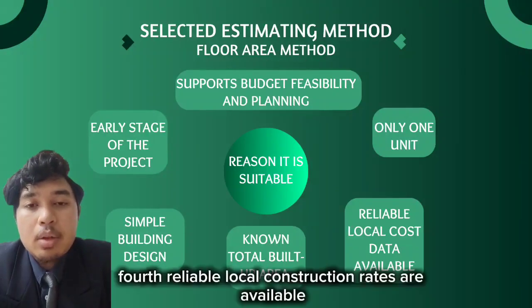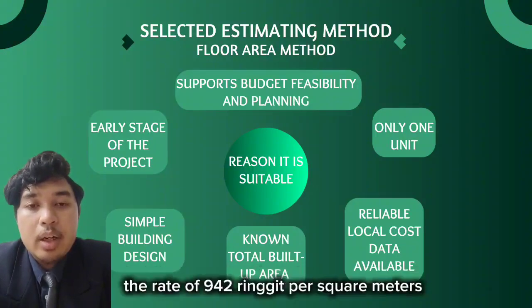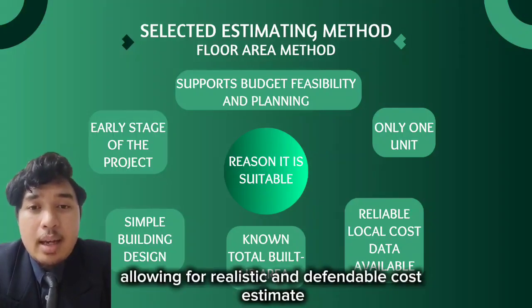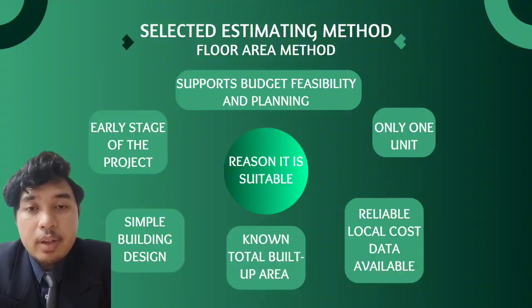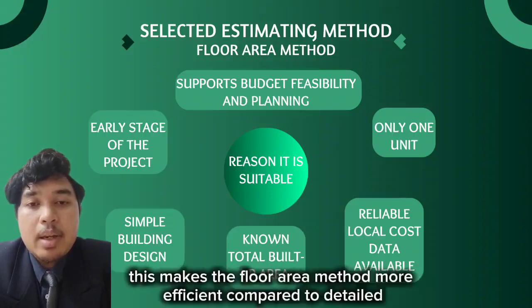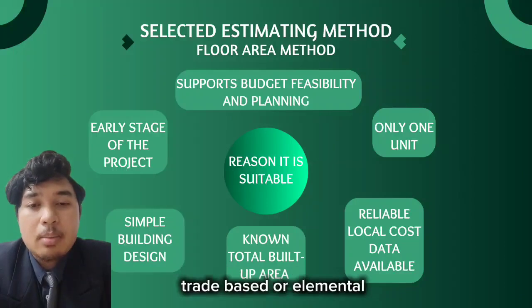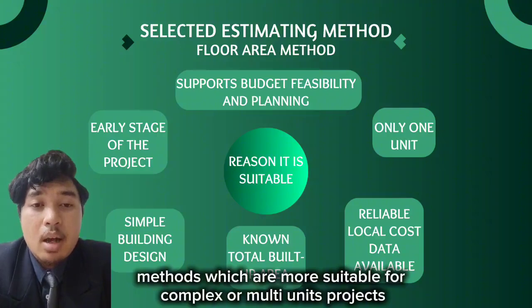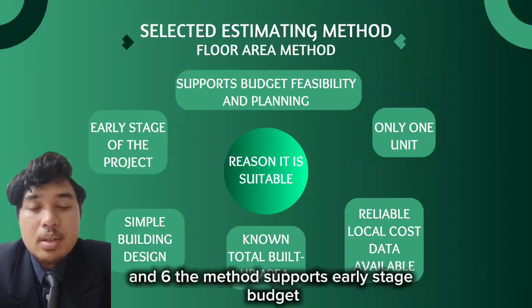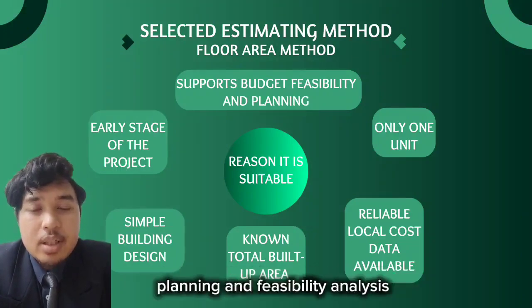Fourth, reliable local construction rates are available. The rate of 942 ringgit per square meter was selected based on market data for a similar residential building in Kelantan, allowing for realistic and defendable cost estimate. Fifth, the estimate concerns a single unit only, not a larger development. This makes the floor area method more efficient compared to detailed trade-based or elemental methods, which are more suitable for complex or multi-unit projects. And sixth, the method supports early stage budget planning and feasibility analysis.